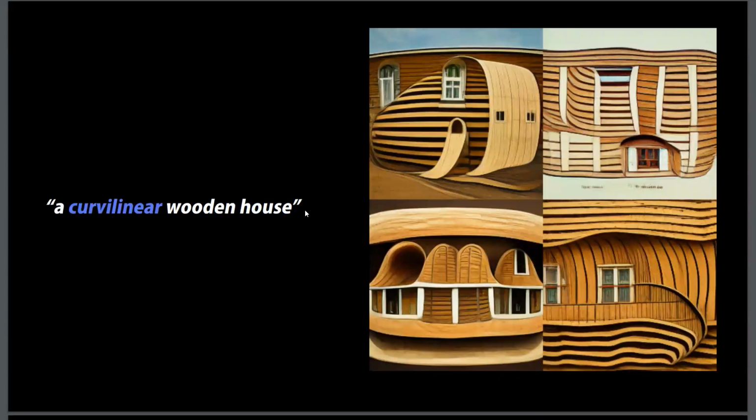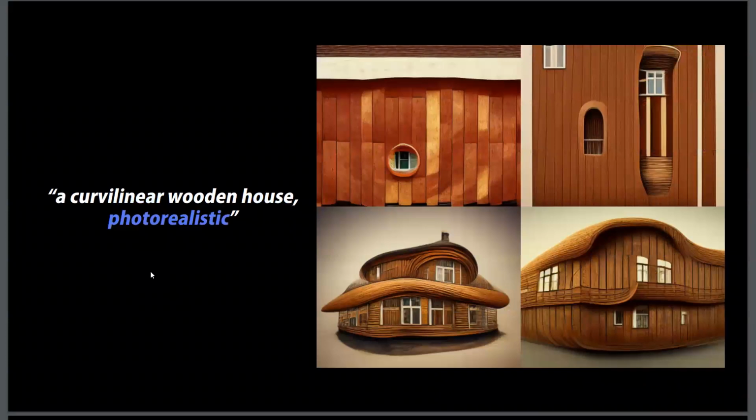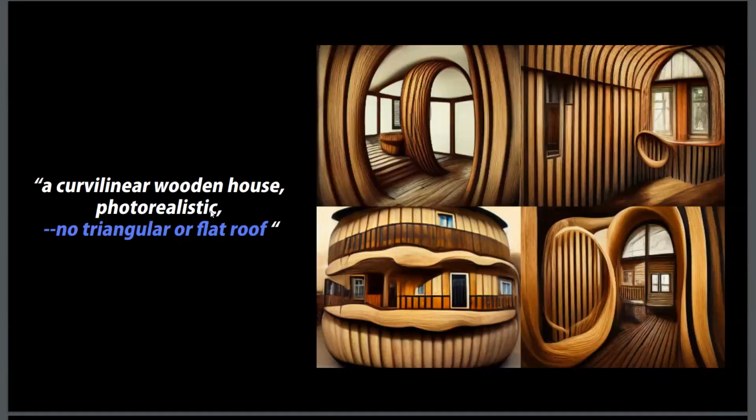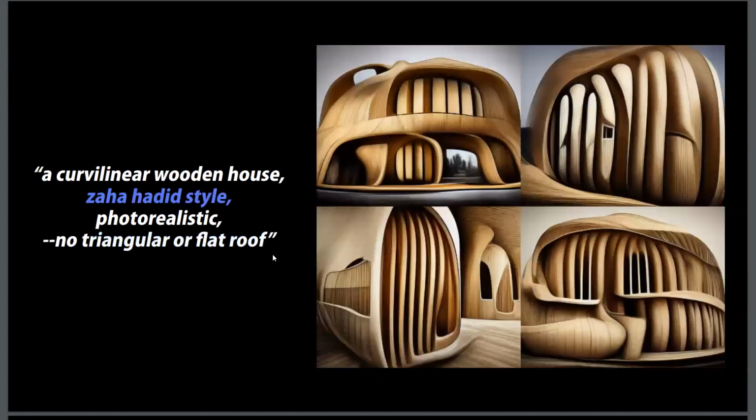So here I started to add some more descriptions. Still not very sensible, as there are too many chances to give me close-up views instead of a distanced perspective view. But also it was not photorealistic enough, so I added this description to avoid images that look like paintings. And I also added a no parameter to avoid flat roofs. Otherwise, I had a higher chance to get triangular roof houses.